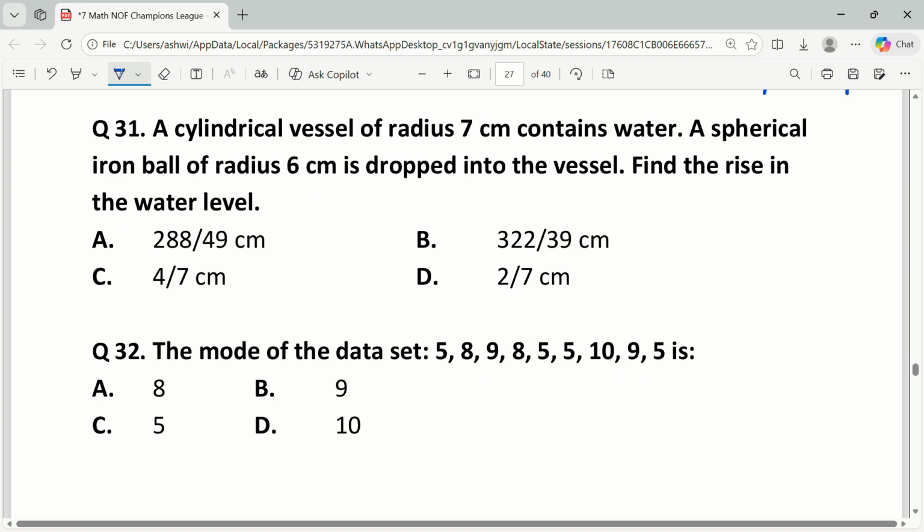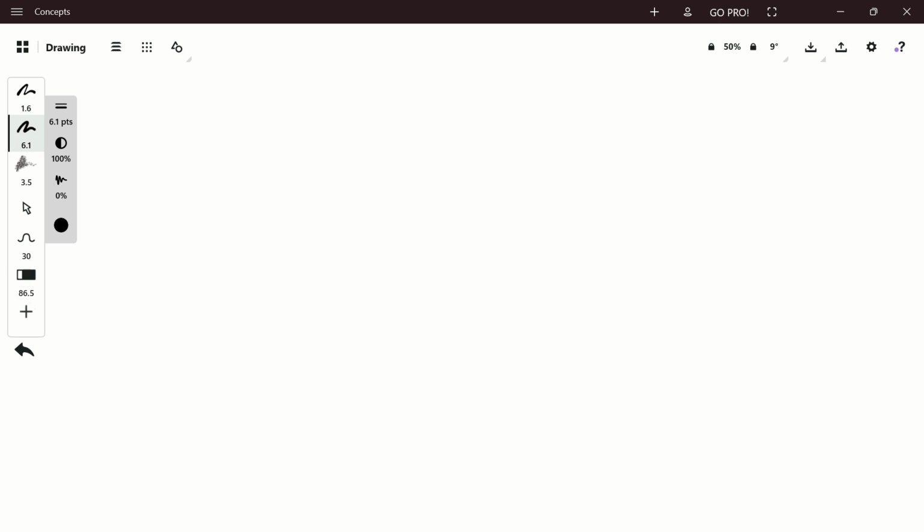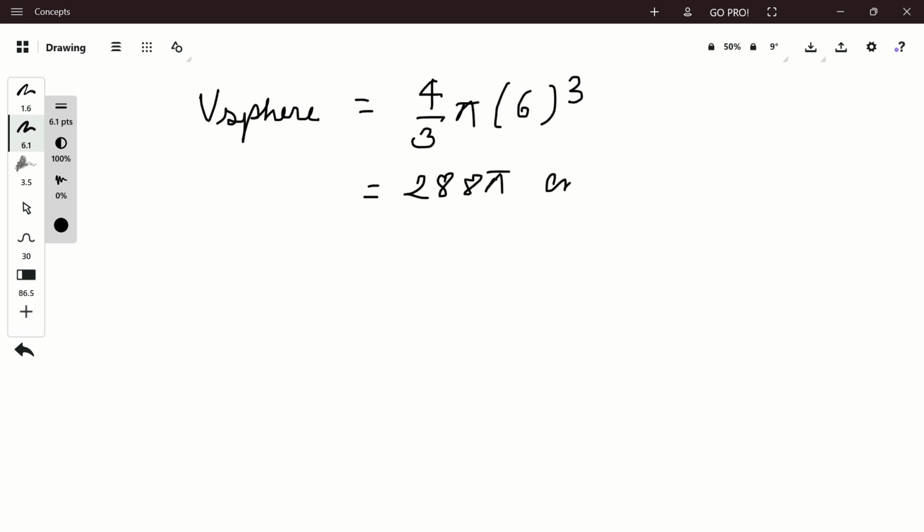Question 31. A cylindrical vessel of radius 7 cm contains water. A spherical iron ball of radius 6 cm is dropped into the vessel. Find the rise in water level. When the ball is dropped, the volume of water displaced is equal to the volume of the sphere. The volume of the sphere is given by the formula 4 by 3 pi r cube. So the volume of the sphere is equal to 4 by 3 pi 6 cube, which is equal to 288 pi centimeter cube.